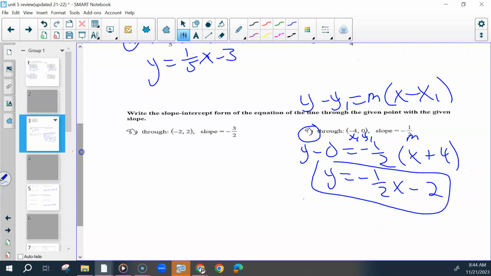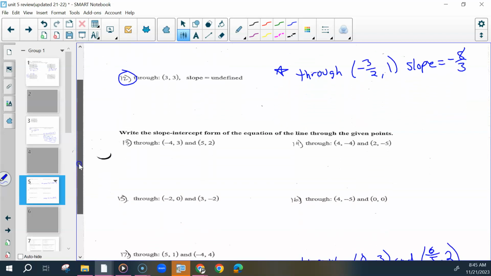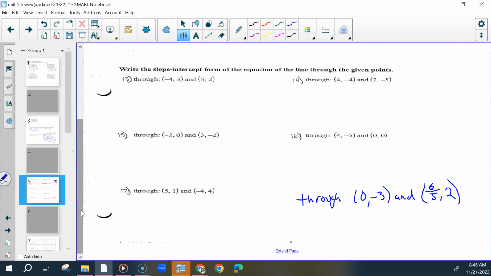There are some more of these examples on the next page, so let's go through those. I also want you to write in this example on the next page. Through the point -3/2, comma 1, the slope -8/3. We are going to do this one, but first, are there any in 10 through 12 that we want to see you go over? 12. Right. I'll come back to this in a second. I want you to also write this one down. Through 0, -3, and -6/5 and 2.